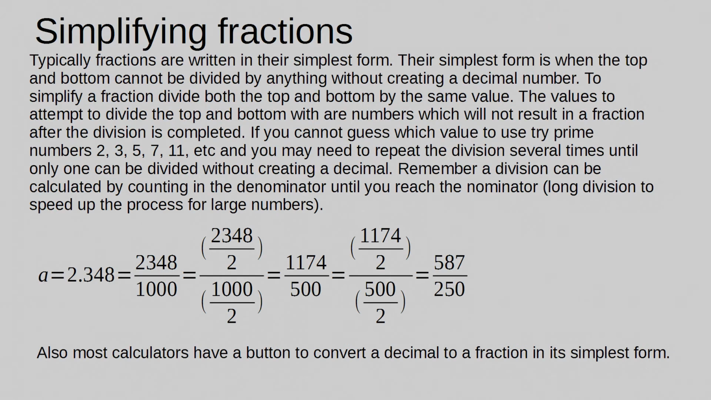You can simplify those fractions that you create from decimal numbers by finding a number that you can divide both the numerator and denominator by, performing that division to both the top and bottom value. After you've done that, you can repeat the process until you cannot get it to a simpler form. Most calculators also have a button to turn decimals into fractions.